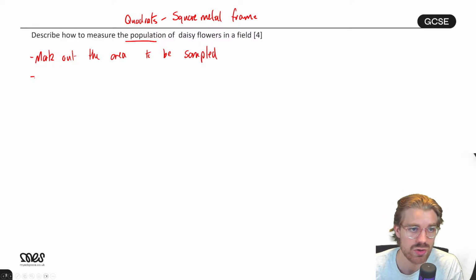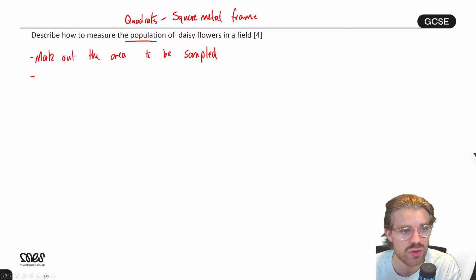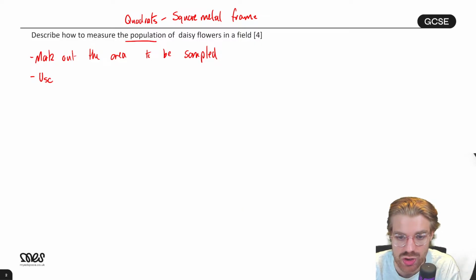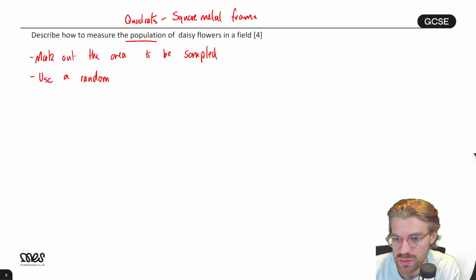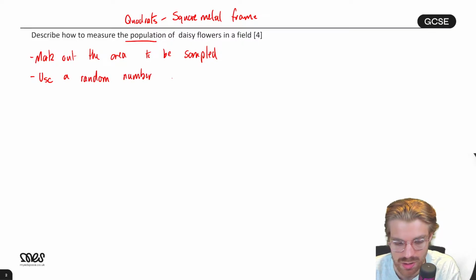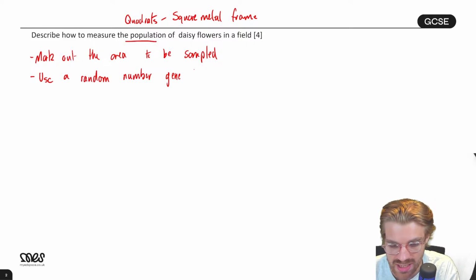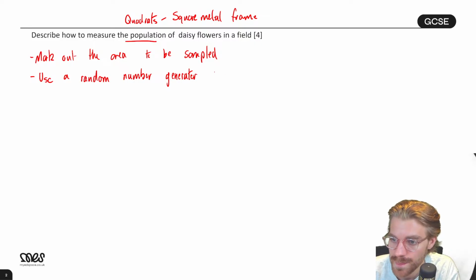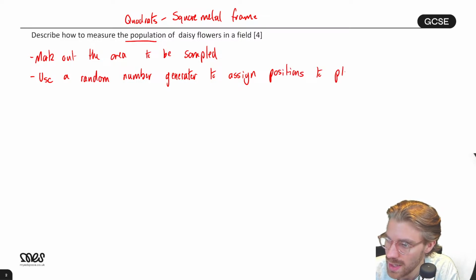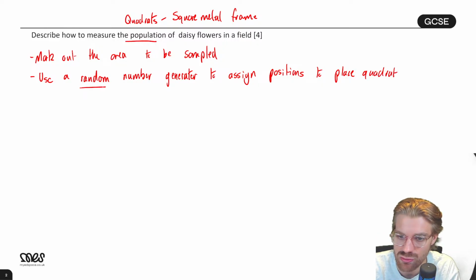I'm then also going to apply some coordinates, and I'm going to select random coordinates. And to do that, I'm going to use a random number generator. So use a random number generator. This absolutely could come as a kind of a 4 marker or a 6 marker, Daniel. Yeah. So I'm going to use a random number generator to assign the positions to place the quadrat. Now, it's really important that we use this randomness here.